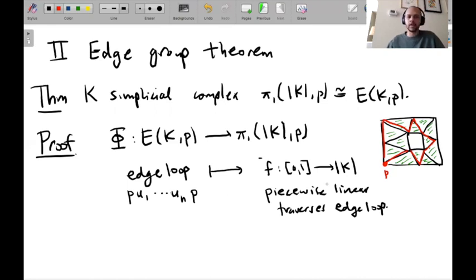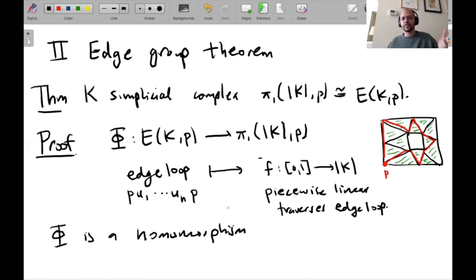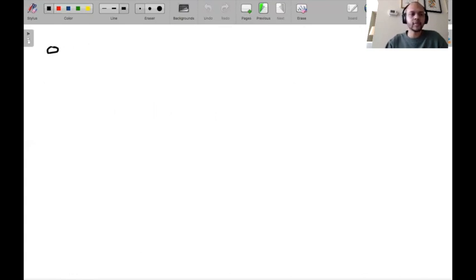And moreover, phi is a homomorphism, which is not hard to see, because if you concatenate two edge loops, then that corresponds to concatenating the corresponding paths. All right, so now what we want to do is show that phi is a group isomorphism. We want to show surjectivity and injectivity. So let's start with surjectivity.